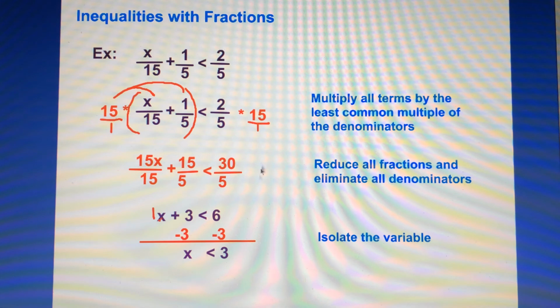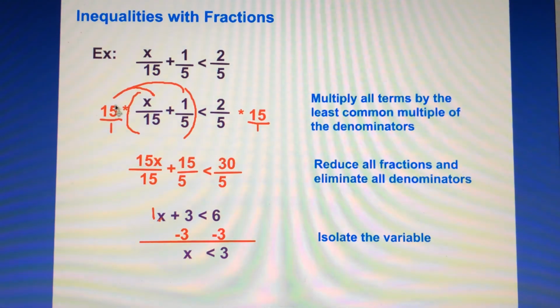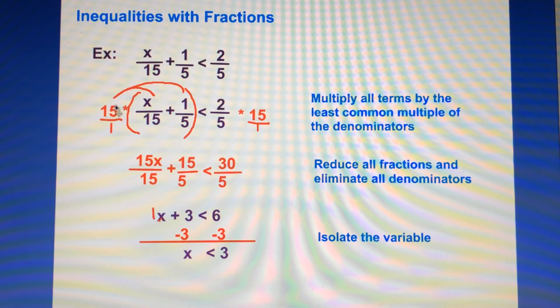The hardest part here wasn't the inequality. The hardest part was remembering that you multiply both sides, or actually every term. You multiply all terms by the least common multiple of the denominators. And that's how you eliminate fractions from all your problems. We did this with equalities. I'm just duplicating it now with inequalities.